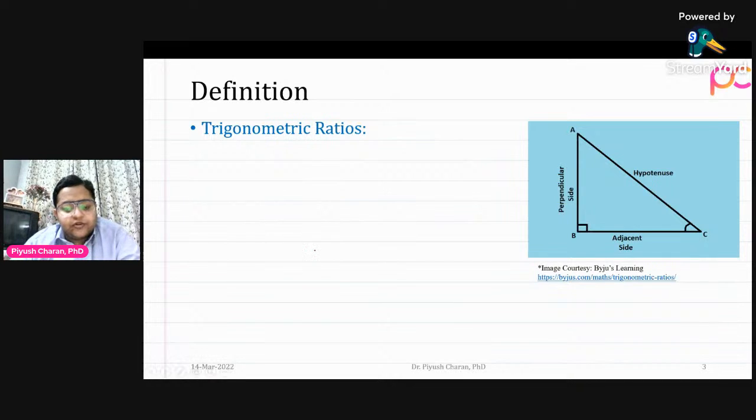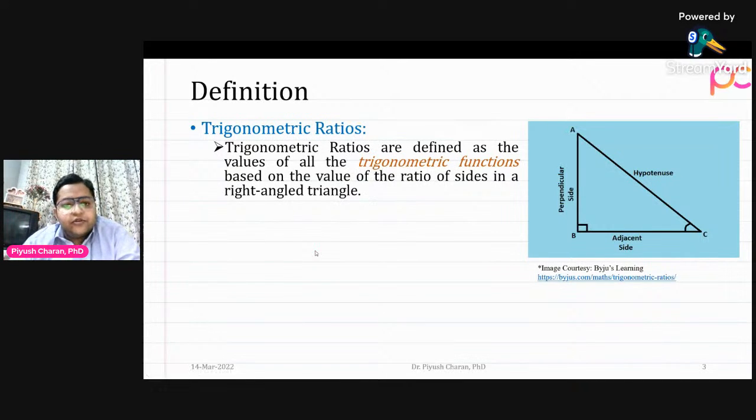What is trigonometric ratios? Trigonometric ratios are defined as the values of all trigonometric functions based on the value of the ratio of sides in a right angle triangle. For instance, take for example, this is a right angle triangle, right angle at angle B. That means angle B is of the value 90 degree. The angle opposite to this 90 degree angle, angle C, let this be considered, for which we have to calculate the trigonometric ratios.